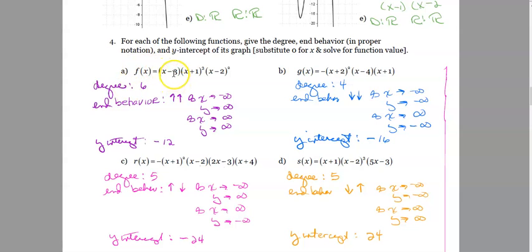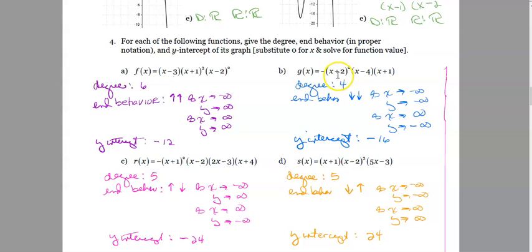To get the y-intercept, you're going to set the x's to 0. When you set the x to 0 in this first factor, you get a -3. When you set the x to 0 here, you get a 1, but you get 3 of them. When you set the x to 0 here, you get a -2. Okay, what do you multiply to get the y-intercept? You multiply -3 times 1 times 1 times 1 times -2 times -2. And that gives me a -12.